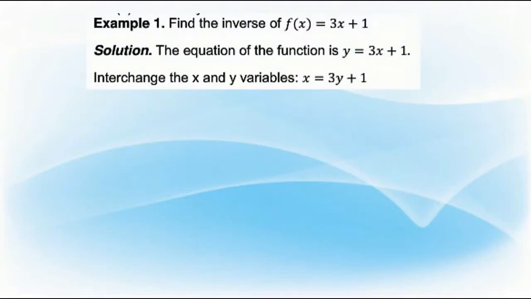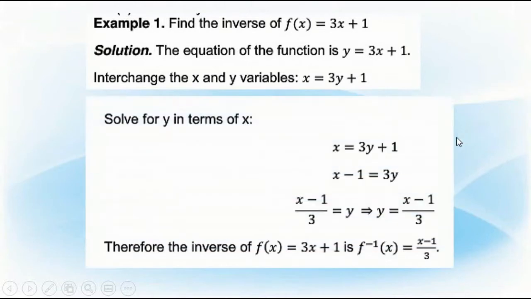Example number 1. Find the inverse of f of x is equal to 3x plus 1. Solution. The equation of the function is y is equal to 3x plus 1. So let's now interchange the x and y variables. So it becomes x is equal to 3y plus 1. Then solve for y in terms of x. So x is equal to 3y plus 1.